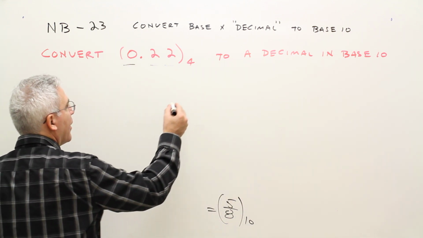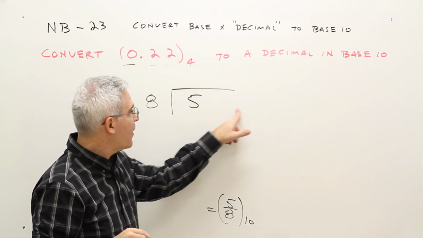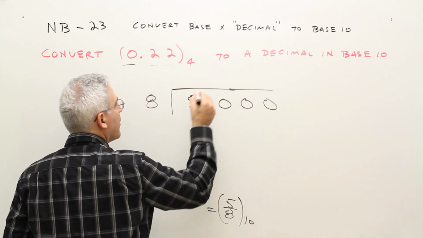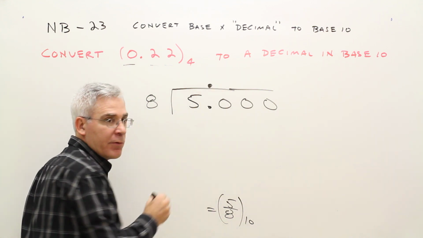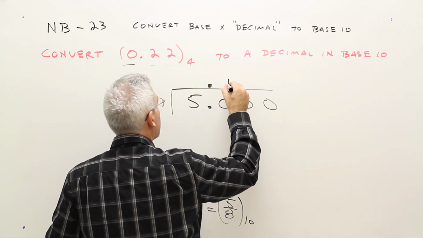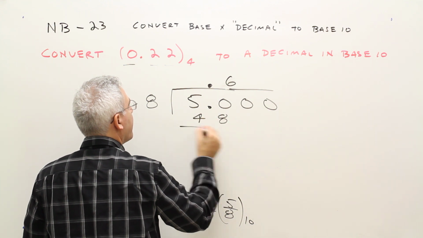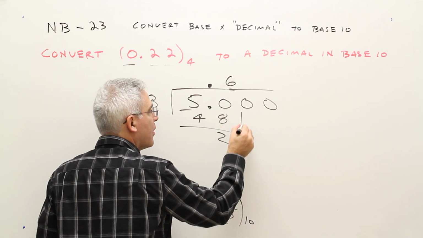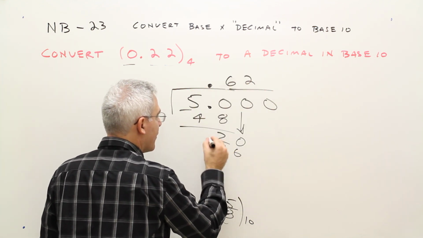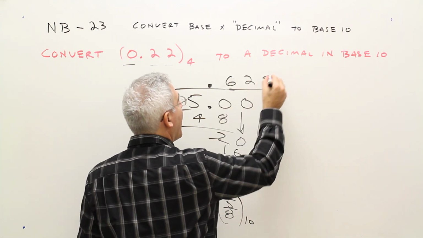So to do that, I'll just go 5 divided by 8. If needed, you could add extra zeros. I'll just add 3 of them. The decimal goes up top. 8 goes into 50 4 times. I'm sorry, 6 times. Subtract, we get a 2. Bring down the 0. 8 goes into 20 twice. 2 times 8 is 16. Bring down the 0. 8 goes into 40 5 times.